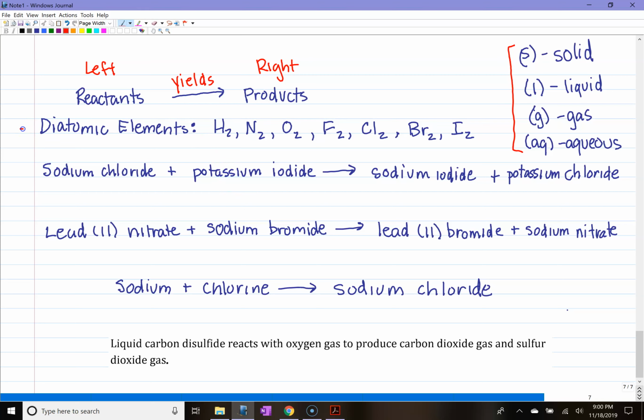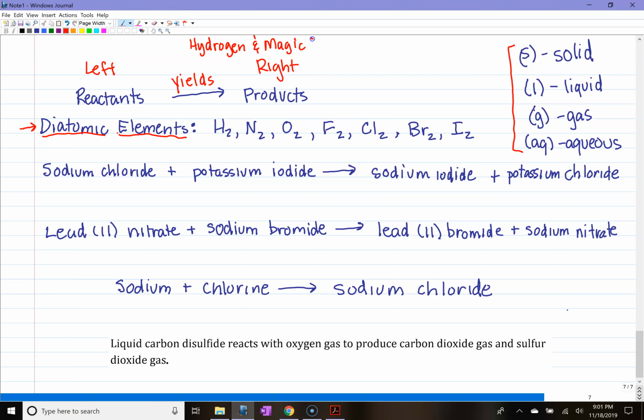Also you need to look out for diatomics. Diatomic elements are just elements that are so reactive that they're never going to be by themselves in a chemical equation. And so we'll always put a subscript of 2 behind them. An easy way to remember the diatomics is hydrogen and the magic 7.